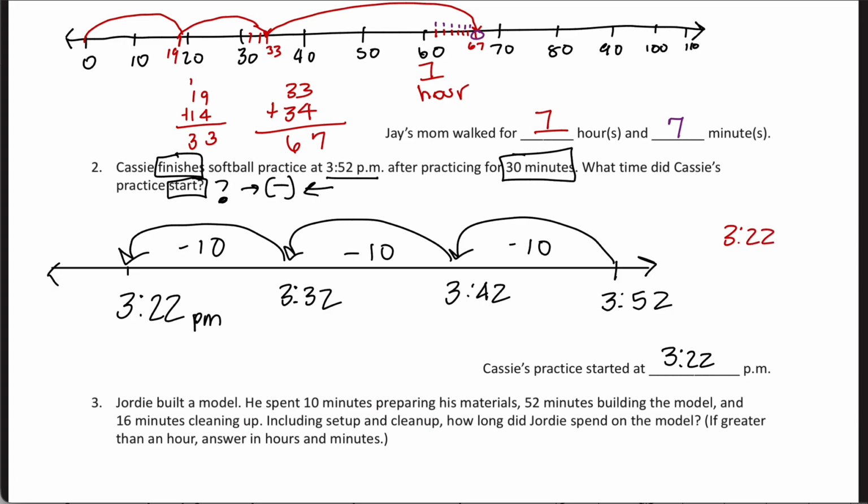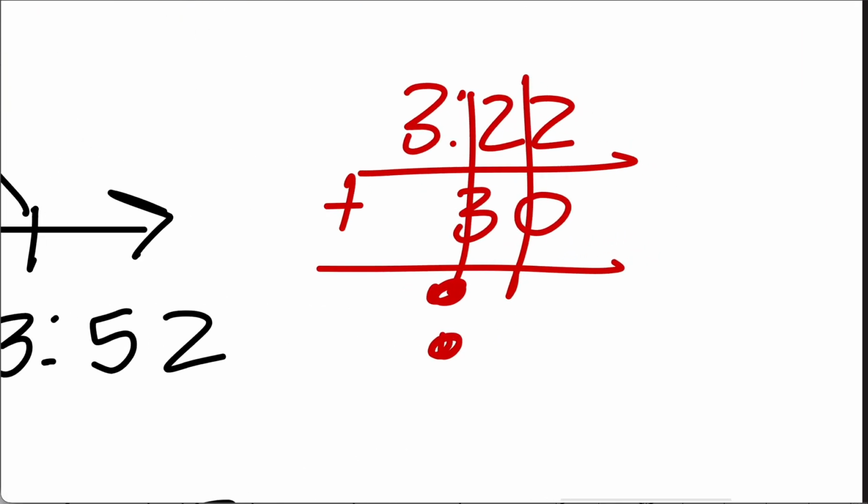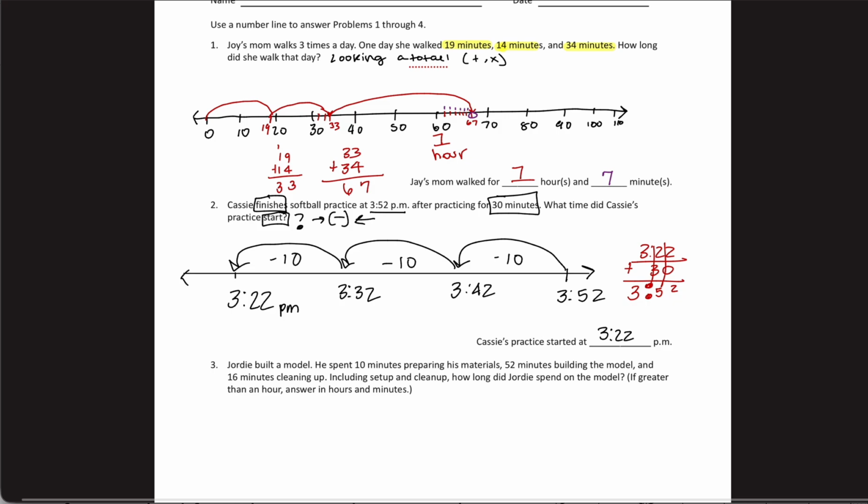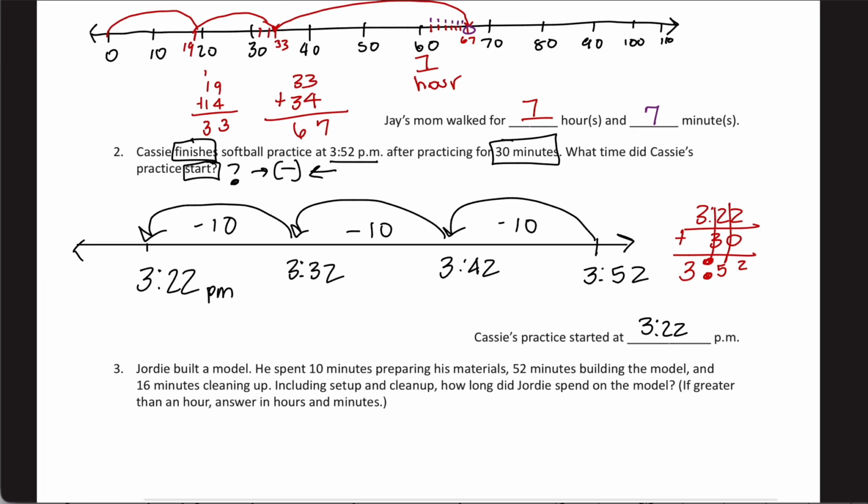And to check our work, I'm going to do 3:22 plus 30 to see if I get my end time. I know that 2 plus 0 here. Remember, when you're doing time, you're going to go ahead and put those dots. 2 plus 0 makes 2. 2 plus 3 makes 5. And then 3 plus nothing makes 3. 3:52. So we did get the end time there, which means we did check our work thoroughly.